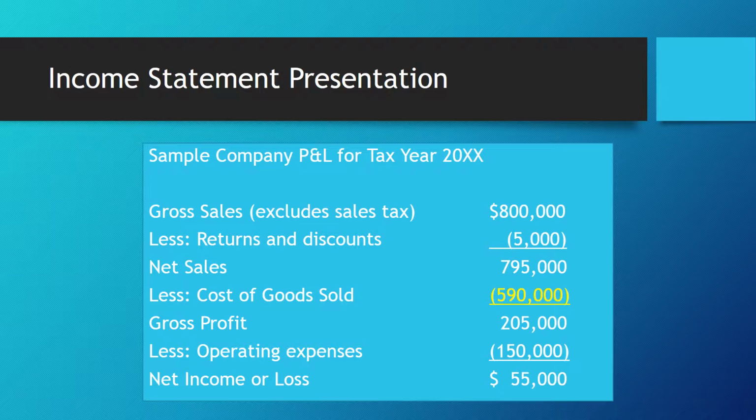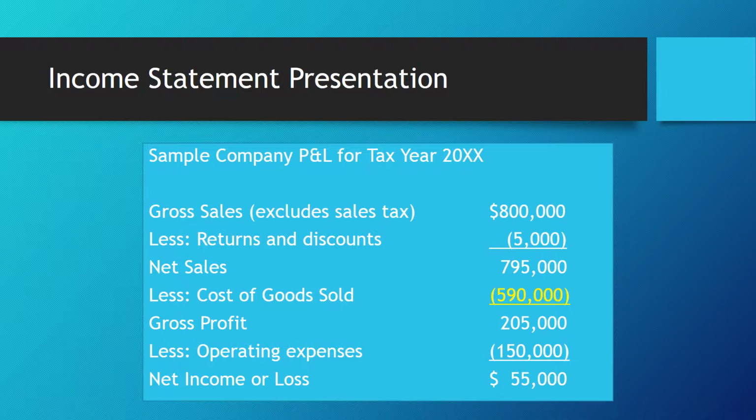returns, refunds, sales discounts, and allowances to arrive at net sales. From net sales, we deduct cost of goods sold to arrive at gross profit. From gross profit, we deduct our operating expenses in order to arrive at net income or loss.